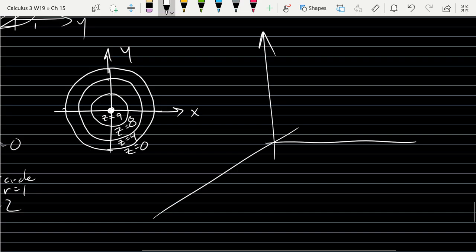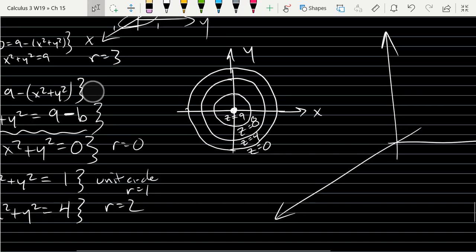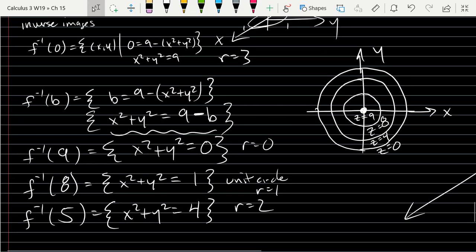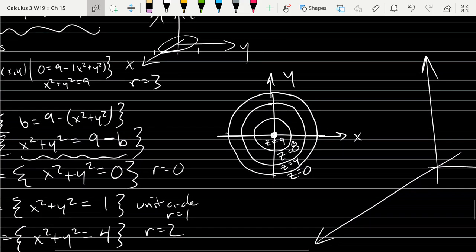Wouldn't z be 5 in that one? Yes, so when our radius is 2, z is 5.